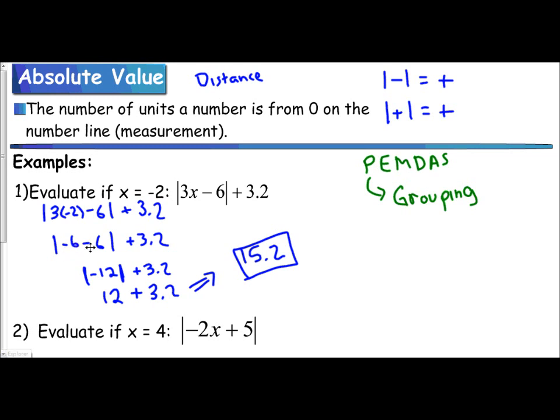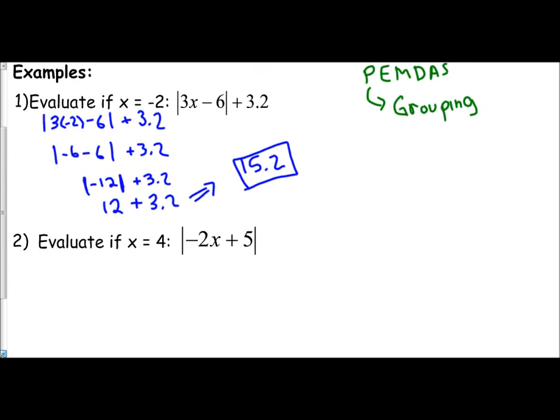So we do inside the grouping symbols first, inside our absolute value first, and we keep going until we get one number all by itself. And then we perform the absolute value operation. If it's negative, make it positive. If it's positive, just drop the bars and keep it positive. So let's look at example number 2.